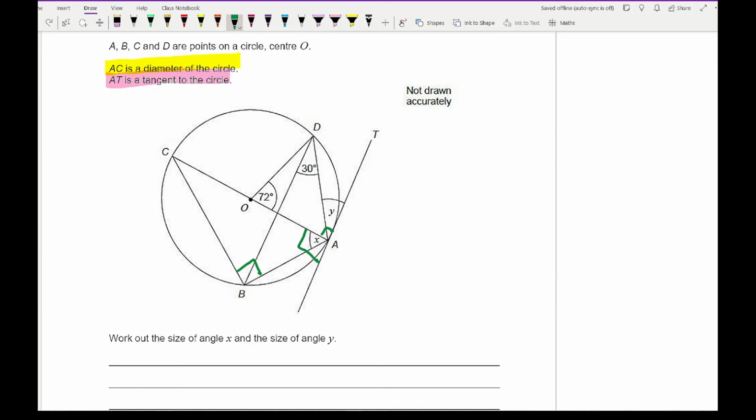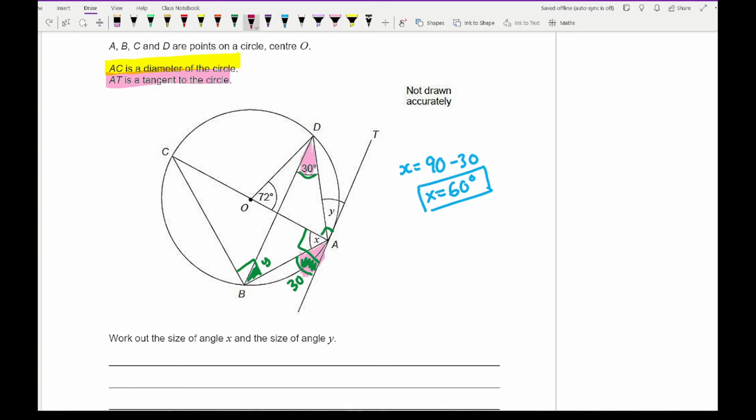Now, in terms of the alternate segment theorem, I can also see that angle y is going to be what this angle here is. And this angle here is going to be 30 degrees, as it is the same as that angle there. Let me just colour that in. So those angles there are going to be equal. Then to work out what x is, it equals 90 degrees minus 30. So x equals 60 degrees. So that's one of my angles done and dusted.